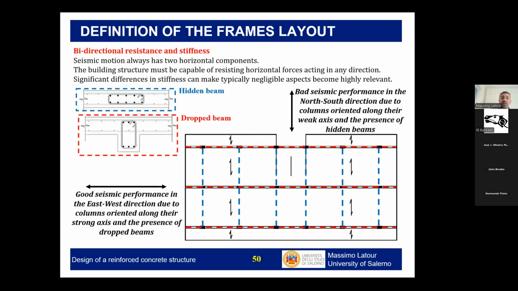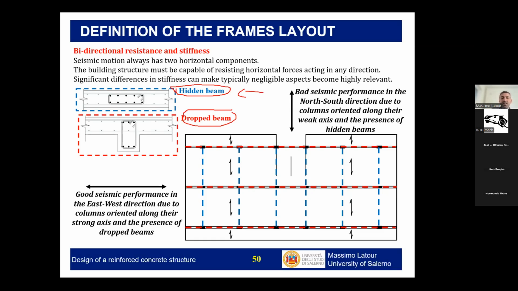When we design a reinforced concrete frame, let's pay a lot of attention to where we decide to place hidden beams or dropped beams. Why? Because the inertia of these 2 elements is very different. So even if I have frames in this direction and I decide to put beams in the other direction, let's consider that if these beams are hidden beams, they will not provide much better results than before.